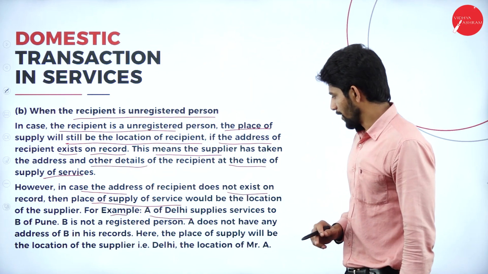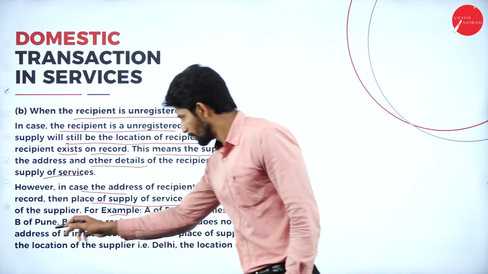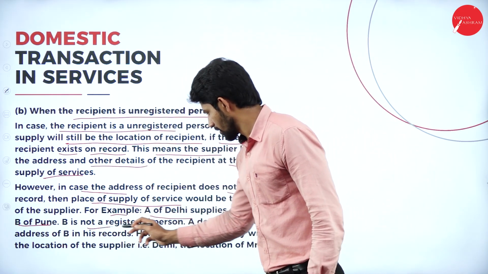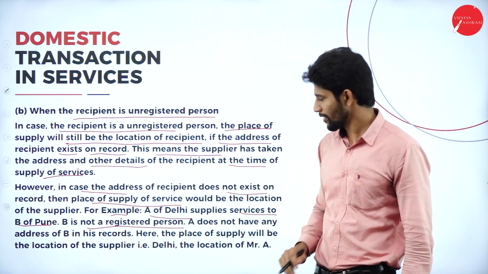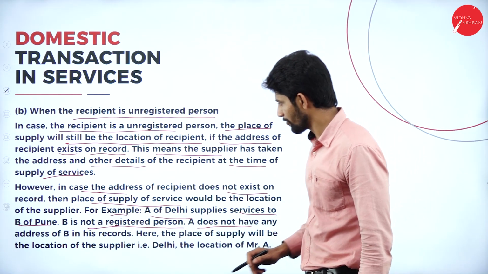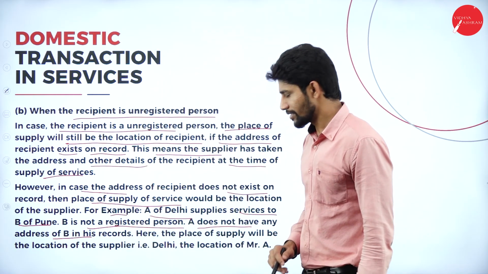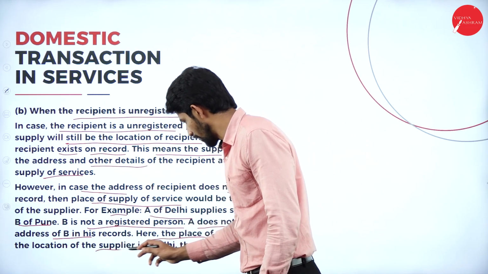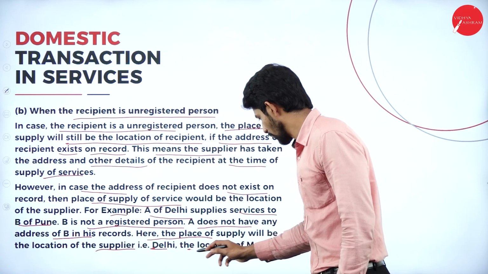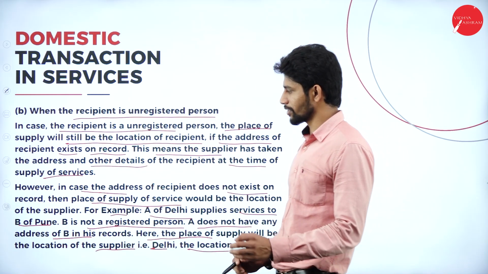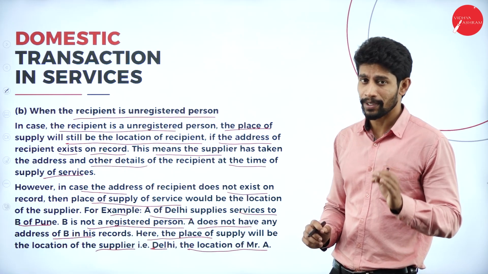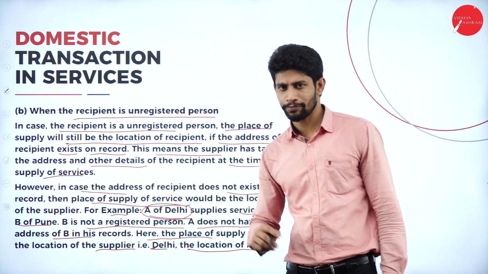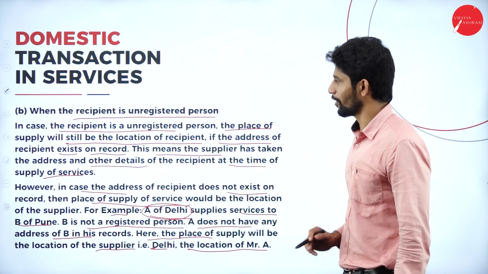Example, A of Delhi supplies services to B of Pune. So A is in Delhi, B is in Pune. B is not a registered dealer, B is not a registered person, and A does not have any address of B in his records. Here the place of supply will be the location of the supplier, example, Delhi, the location of Mr. A. So from where he is supplying? He is supplying from Delhi. So the location of Mr. A, that is Delhi, will be the place of supply.